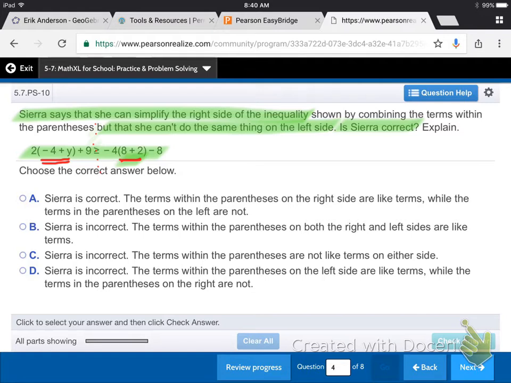It says, is she correct? And explain. Choose the answer below. Well, can you add together 8 plus 2? Of course you can. Can you add negative 4 plus y and get a one number answer? No. So she is correct. So it looks like incorrect, incorrect, incorrect. None of those are right, and that means this must be the right answer.